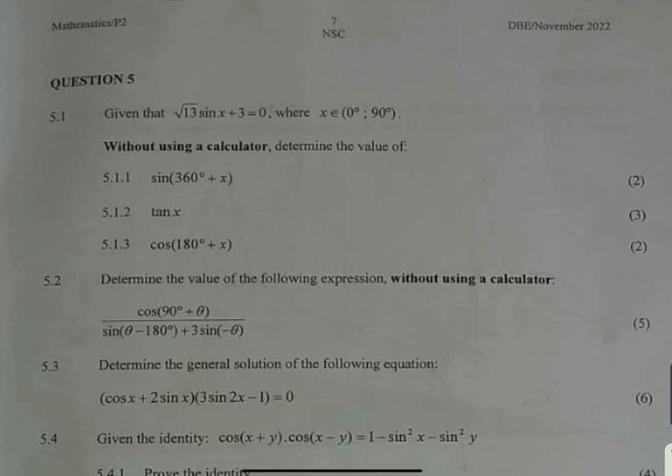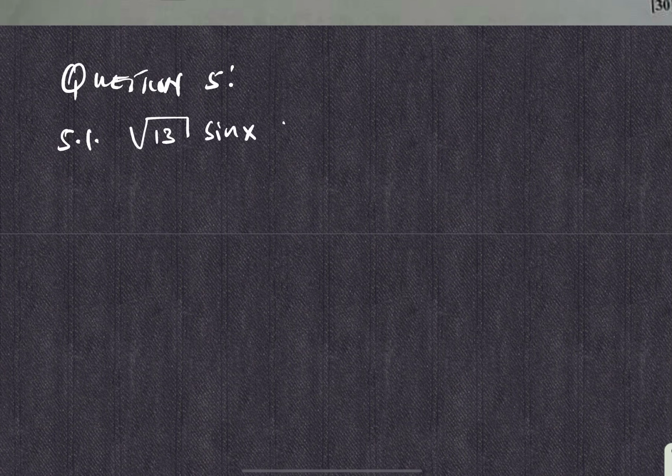They are saying that question 5: given that the square root of 13 sine x plus 3 is equal to 0, where x is an acute angle between 0 and 90 degrees exclusive. Let's pen it down. So I'm going to have question 5.1. You have the square root of 13 sine x plus positive 3 equal to 0, where x is the acute angle, and those angles are exclusive of 0 and 90 degrees.